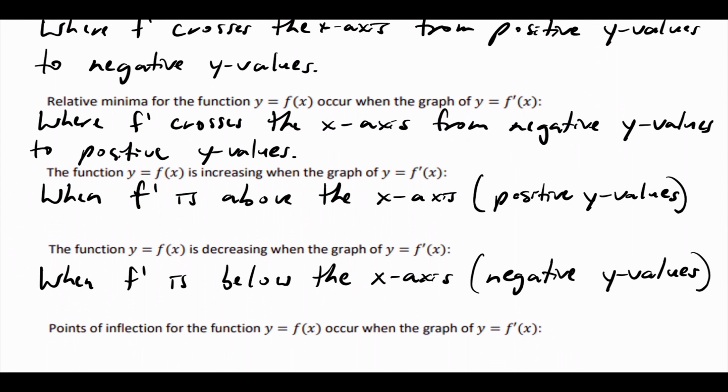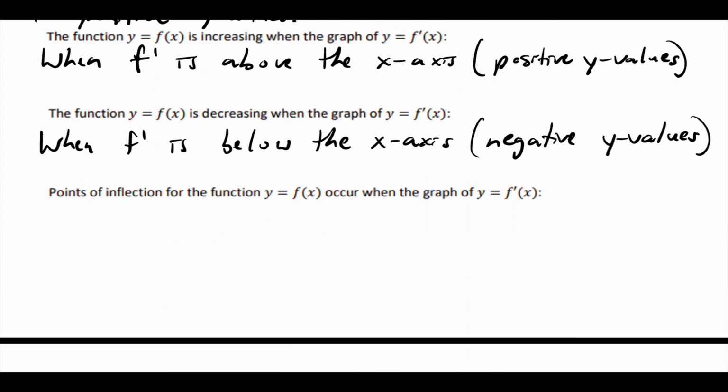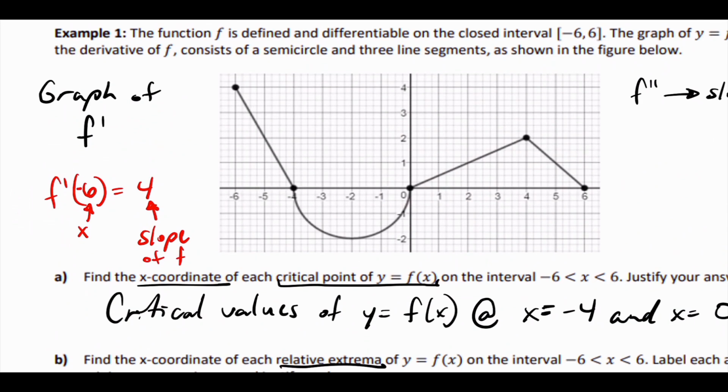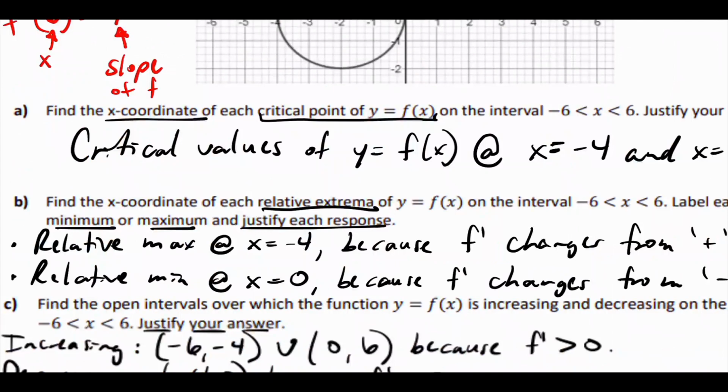Points of inflection now. So now we're moving to f double prime. When did we see points of inflection? This is the last thing we did yesterday. When did we see points of inflection on this guy? What were we looking for? Yes, that's exactly right. When f prime, when the slope of the graph changes signs, either from positive to negative or negative to positive. So when this guy, when its slope changes, decreasing, decreasing, decreasing, increasing, when it changes signs.